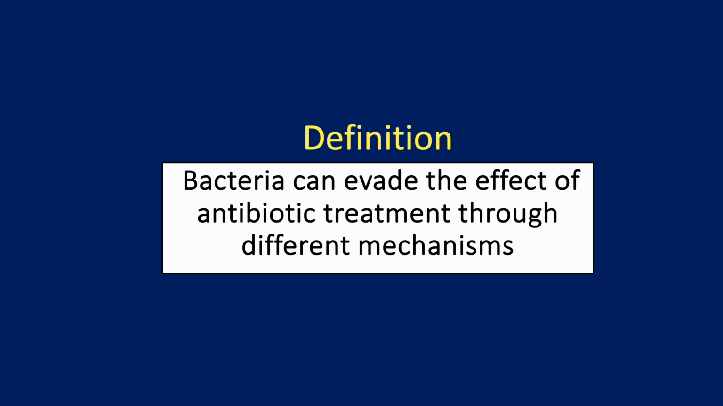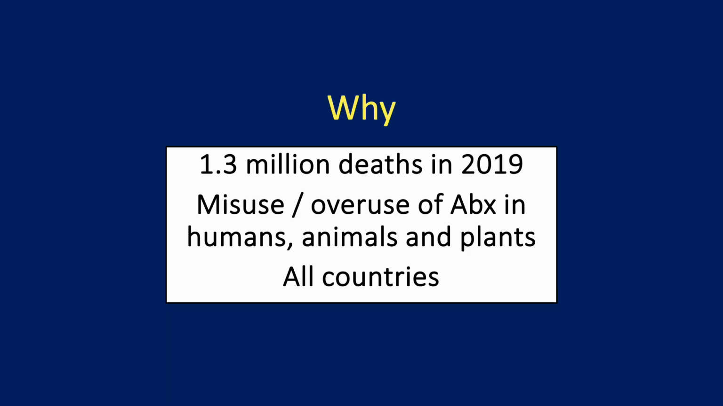Antibiotic resistance is defined as the ability of a bacteria to evade the effects of antibiotic treatment, which can occur through different mechanisms. Why is this important? Antimicrobial resistance is a central global health issue. It is estimated that bacterial resistance was responsible for 1.3 million deaths in 2019 and contributed to 5 million deaths. The misuse and overuse of antimicrobial treatments in humans, animals, and plants are the main driver in the development of drug-resistant pathogens in all countries.